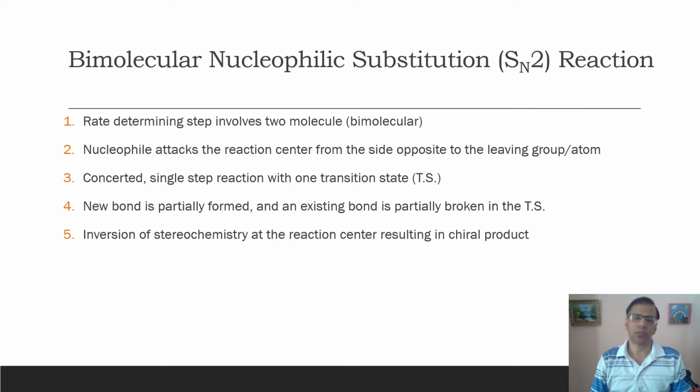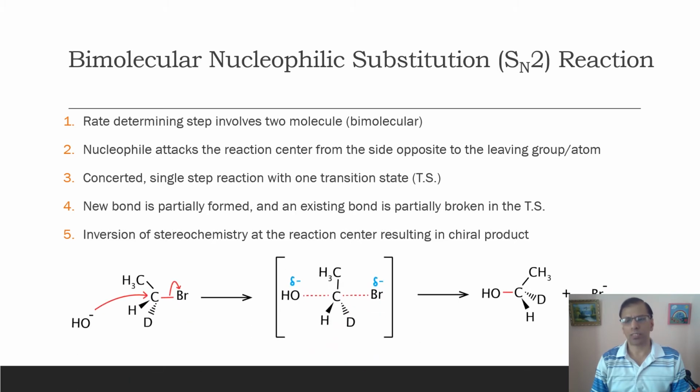This results in the inversion of stereochemistry at the reaction center, resulting in a chiral product if you start with a chiral starting material. So let's take an example right here. Okay, so this is the starting material, an alkyl halide. So this is the carbon atom, this is the bromine atom, the carbon-bromine bond, this is deuterium, this is hydrogen, and then this is the methyl group. 1, 2, 3 hydrogens attached to a carbon.